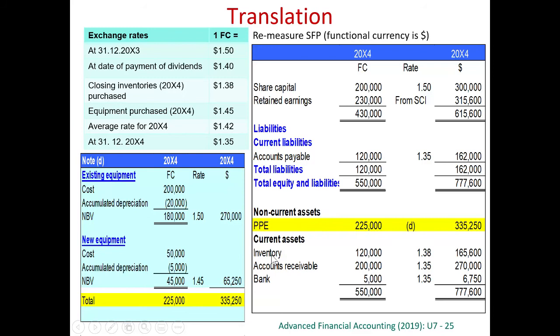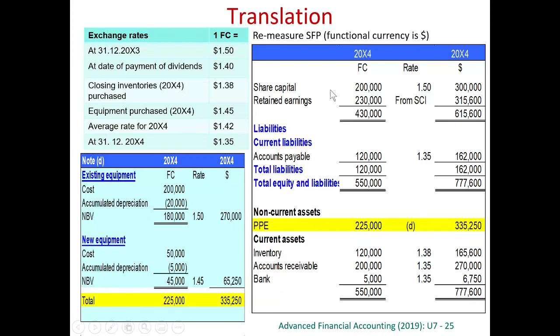After property, plant, and equipment, we have got the inventory. If we keep this inventory at cost, we should use the actual exchange rate at the day when we acquire this closing inventory. The question says that this closing inventory was acquired when the exchange rate is 1.38, therefore 1.38. For monetary assets, like the accounts receivable and the bank, and for monetary liabilities, so all monetary items should be translated using the closing rate. The closing rate means the year-end rate is 1.35, so 1.35. So we have translated all the assets and liabilities.